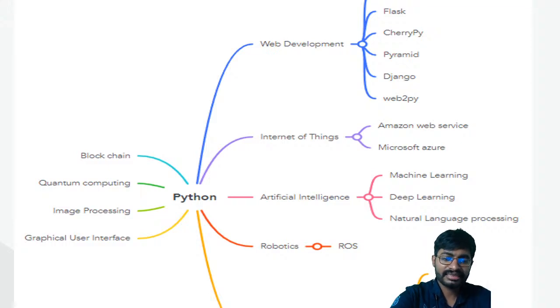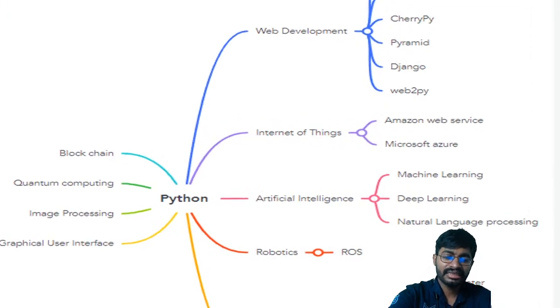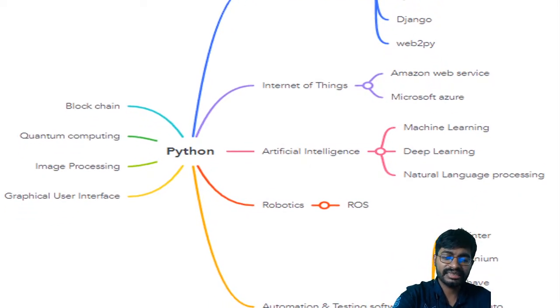Then let us come with the artificial intelligence. So this artificial intelligence, it is also relating towards the Python. So why this Python for artificial intelligence we are highlighting? For that you can get the answer for the question why Python for artificial intelligence.